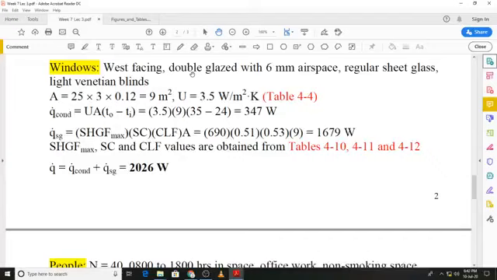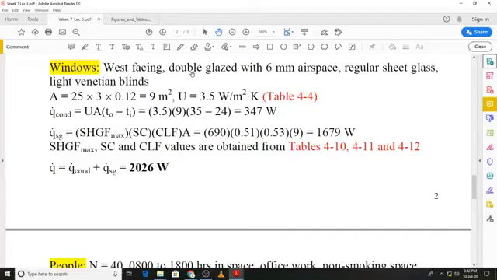Okay. So when we refer to those tables, the information that we have for windows is again the orientation, it's west facing. The construction of the window, it is double glazed with 6 mm airspace. When we say double glazed, it means there are 2 panes of glass with a 6 mm airspace between these panes. That construction will lead to reduced conductive heat gain, because it has a higher thermal resistance, and it also reduces the noise levels inside the conditioned space.